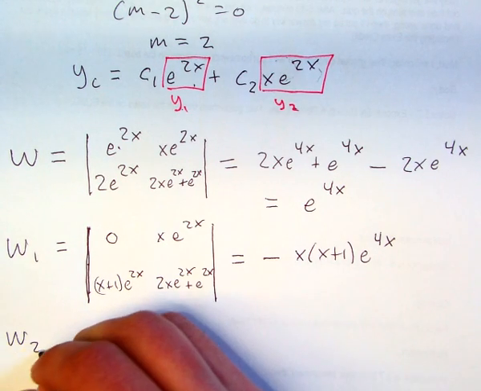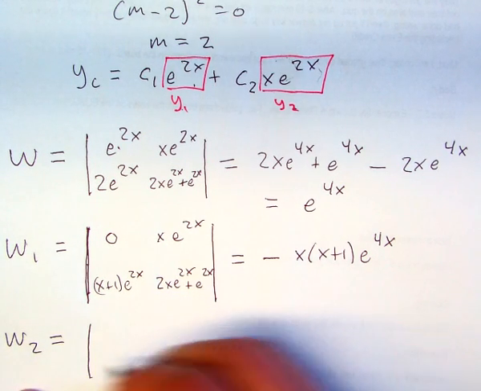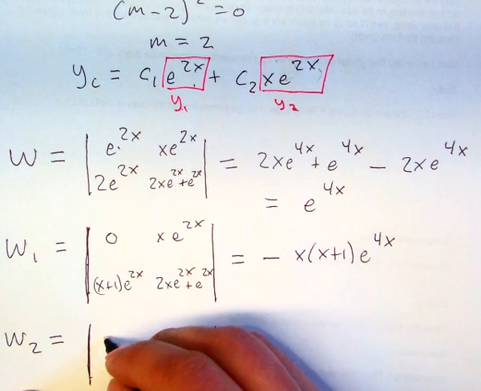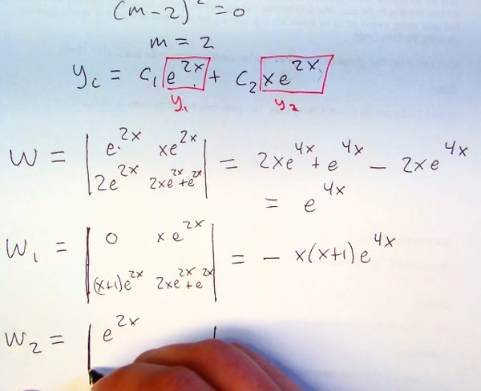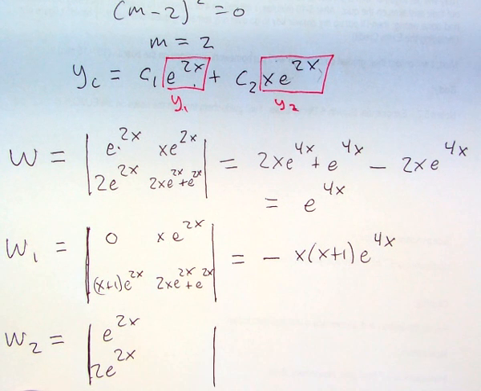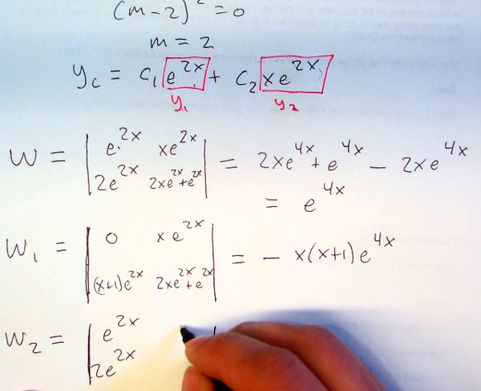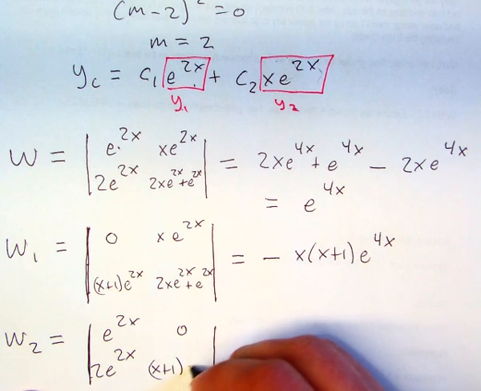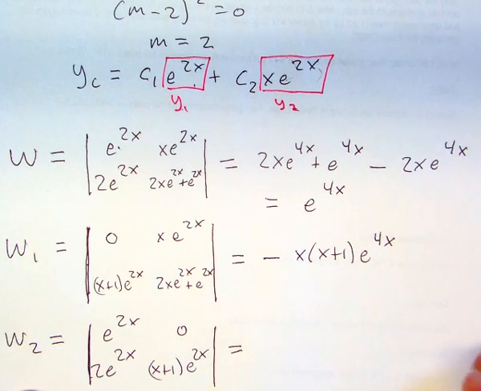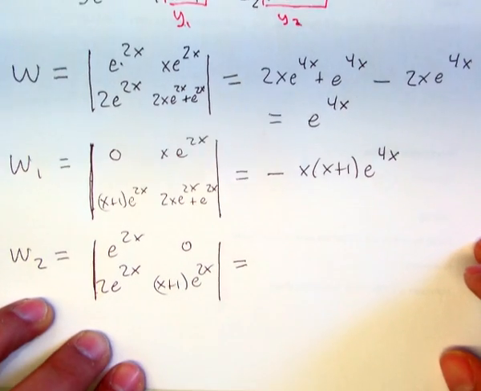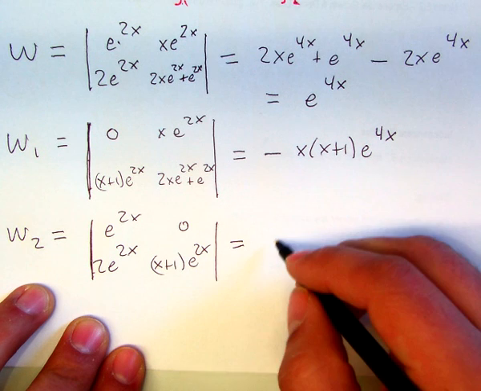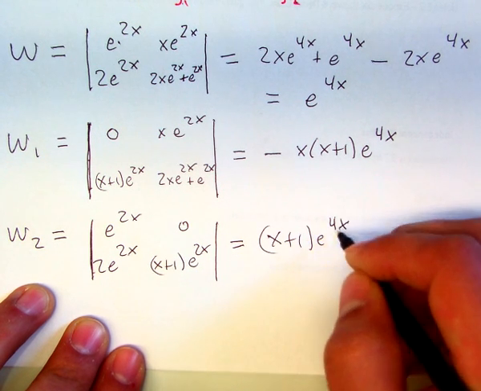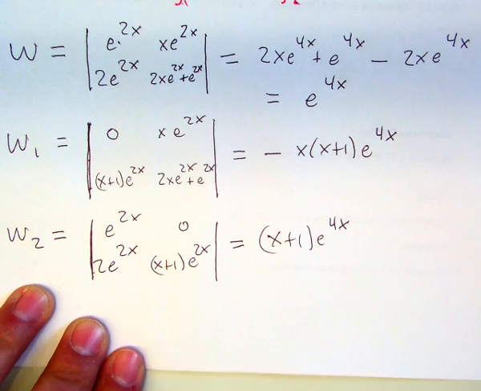W2, same idea. First column stays. Second column gets replaced with 0 and f of x. So now we get x plus 1 e to the 4x minus nothing. So there's W2.